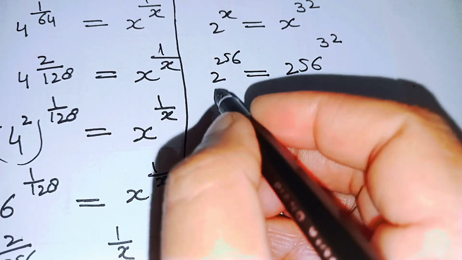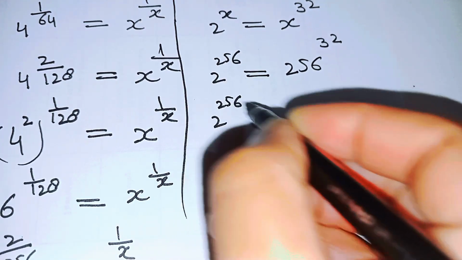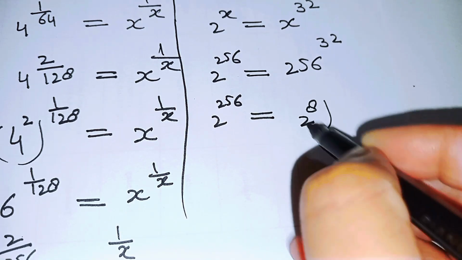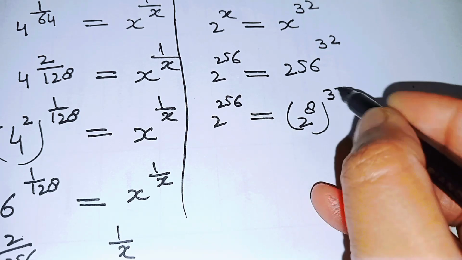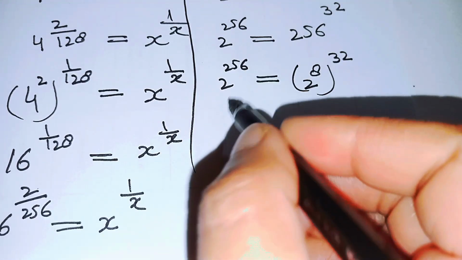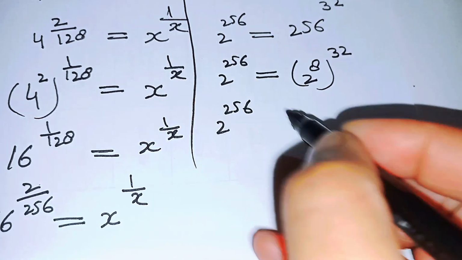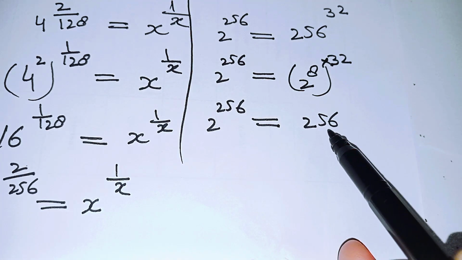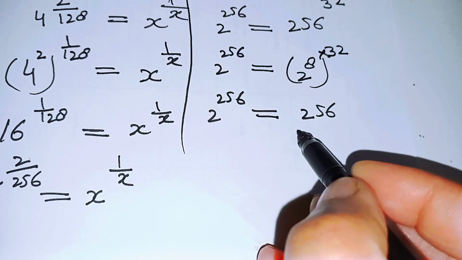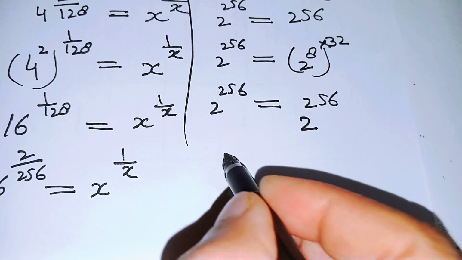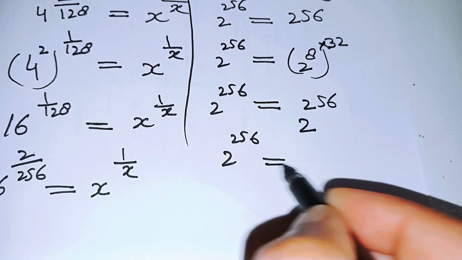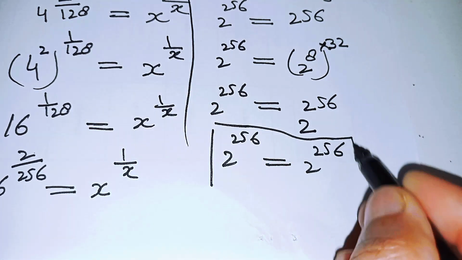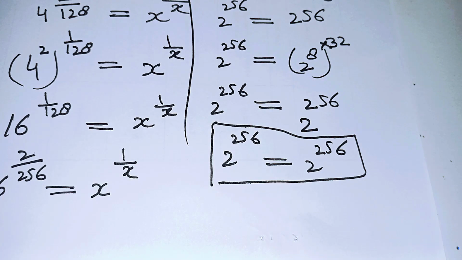So this 2 to the power of 256 is equal to, this 256 can be written as 2 to the power of 8, and whole to the power of 32. And now this 2 to the power of 256 is equal to, powers 32 multiplied 8 is equal to 256 and the base is 2. So here it is, 2 to the power of 256 is equal to 2 to the power of 256, this is our verification, and our verification is correct.